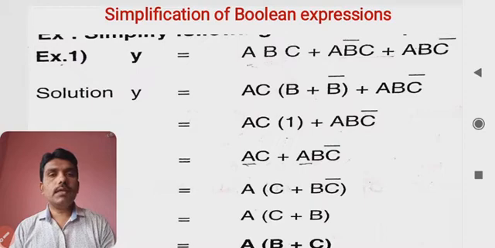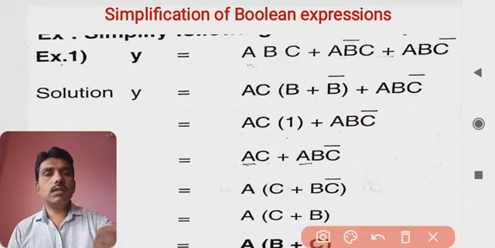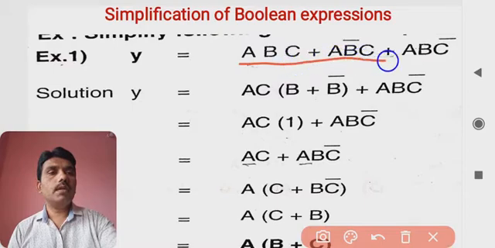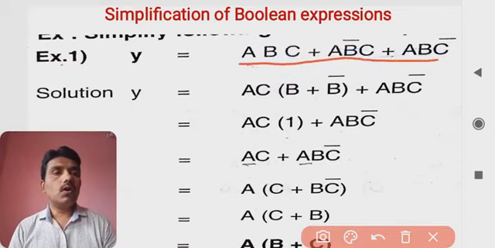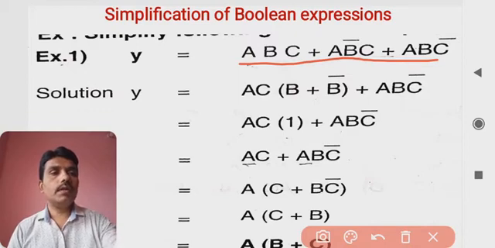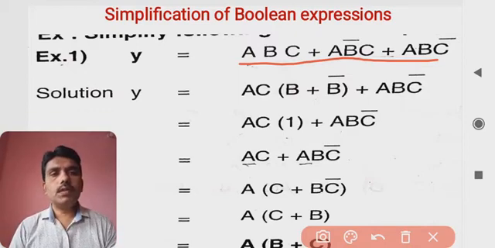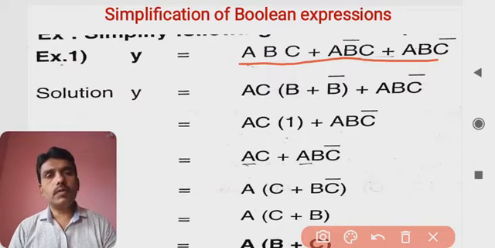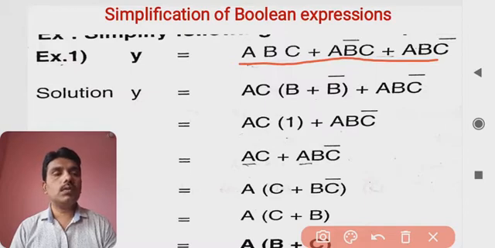Here is the first example: Y is equal to A and B and C, or A and B complement and C, or A and B and C complement. In a simple way, ABC or AB complement C or ABC complement. This is also a way to talk about this expression.